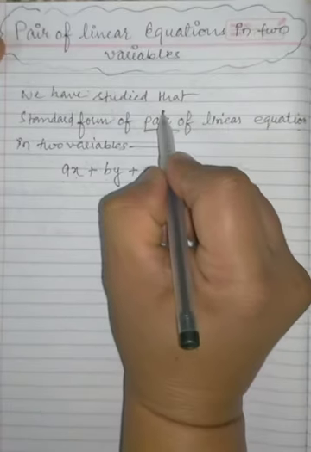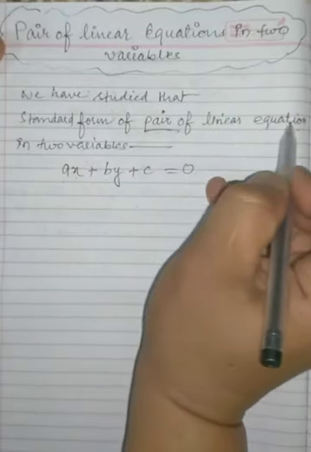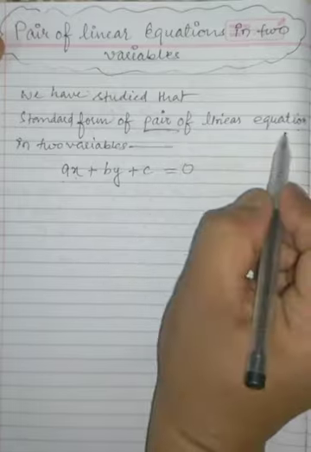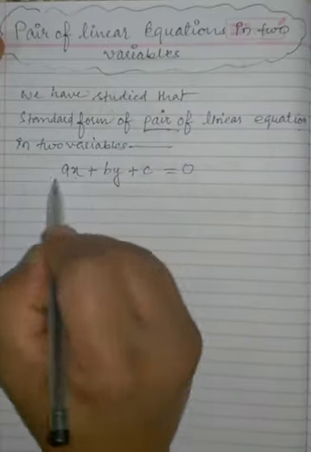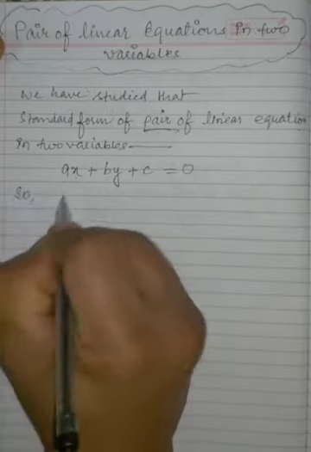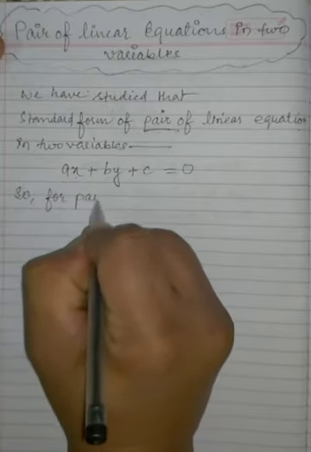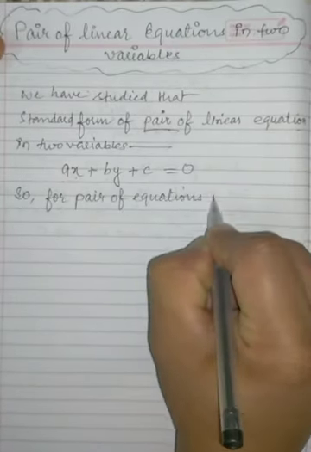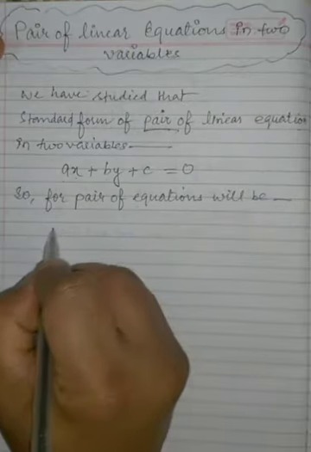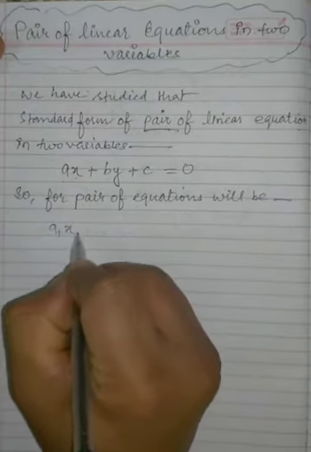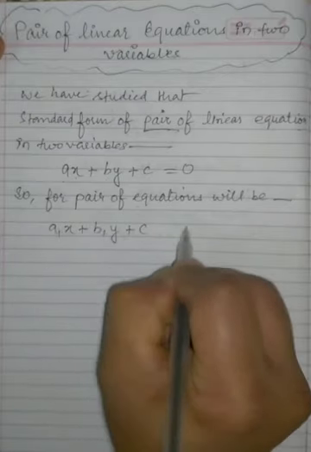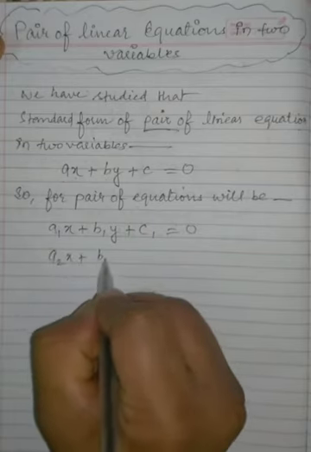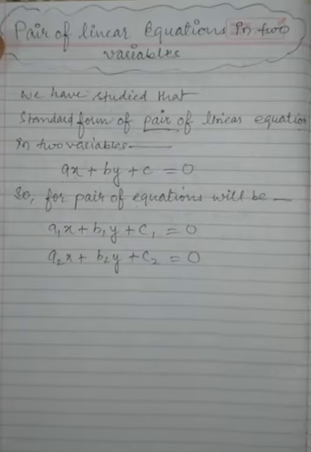Now, as it is clear from the word itself that we have the pair of linear equations in two variables, so this year we will study about this pair of linear equation in two variables, and their standard form will be, let us take them as a1x plus b1y plus c1 equal to 0 and a2x plus b2y plus c2 equal to 0.